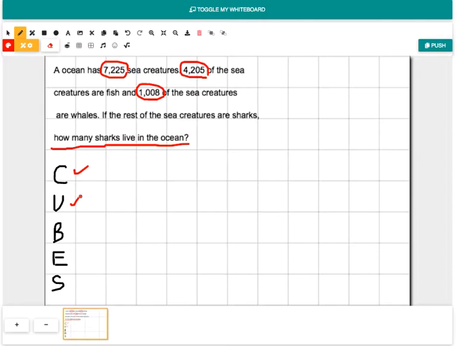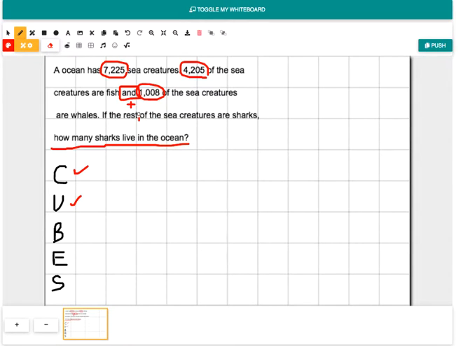Now we're going to look for keywords. Since there are 3 numbers, that means it's going to be a multi-step problem. There's going to be 2 steps in our problem, so we should be able to box 2 keywords. So the students know that one keyword could be and, because and means to plus. So there are fish and whales. So we're going to add these 2 numbers together.